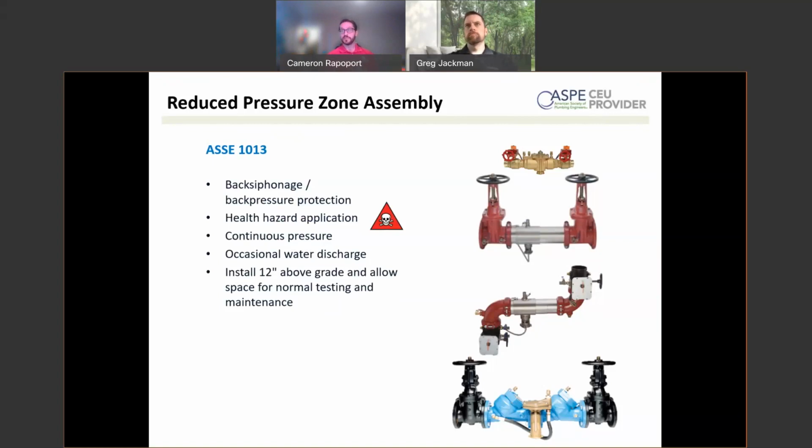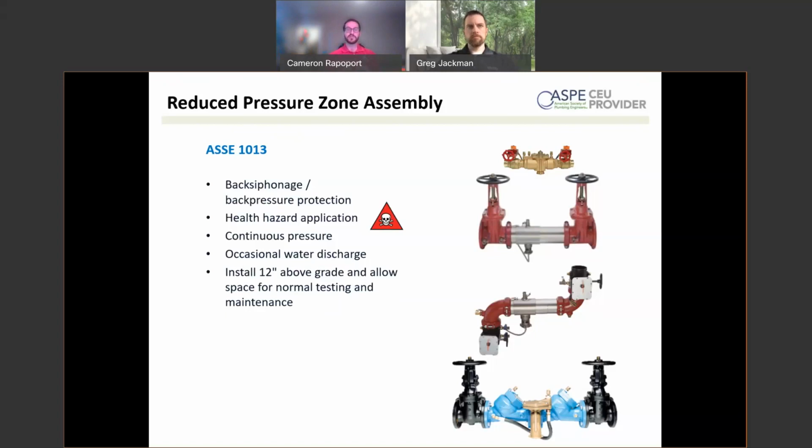That is so that the relief valve, when it vents, that water has somewhere to go, right? If it's down in a vault and the relief valve opens, it's going to fill that vault up, and then you have a cross connection at the relief valve because it's sitting in non-potable water. So those are the 2 biggest considerations.